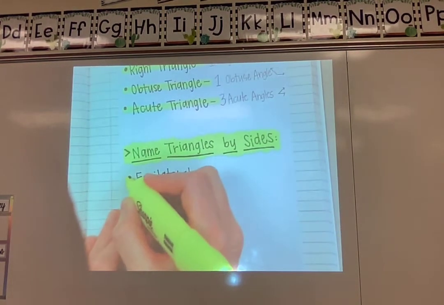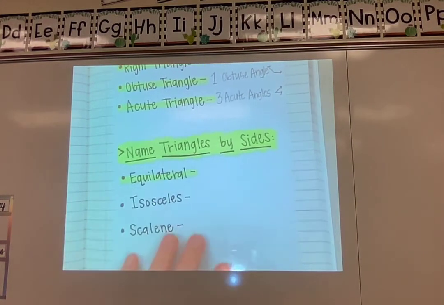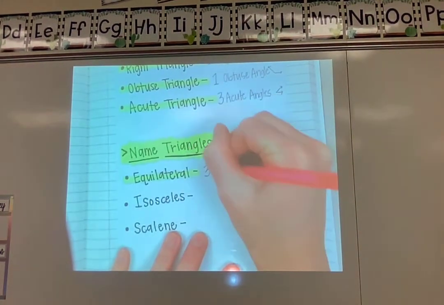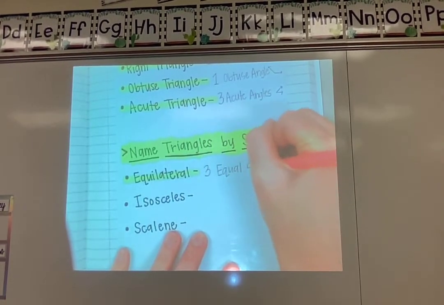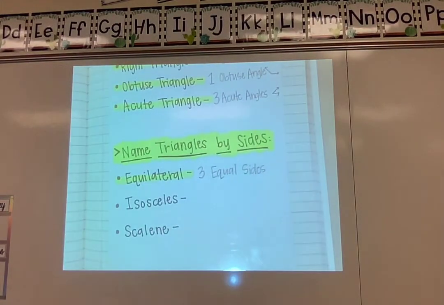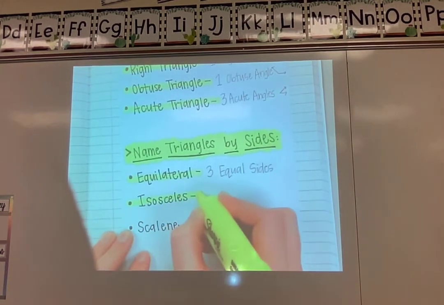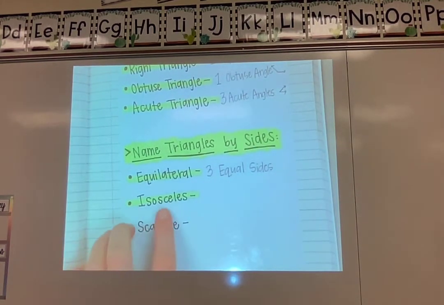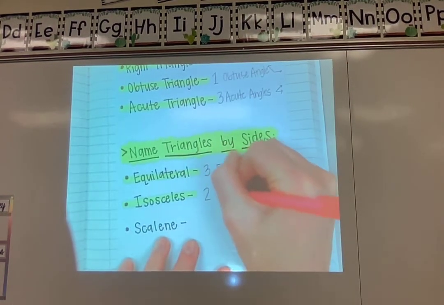The first name would be equilateral, and equilateral triangles have 3 equal sides. Equilateral kind of sounds like equal, so in equilateral triangles, all of the sides are equal. They're all the same length. If it is not an equilateral triangle, it could be an isosceles triangle. Isosceles triangles have 2 equal sides.